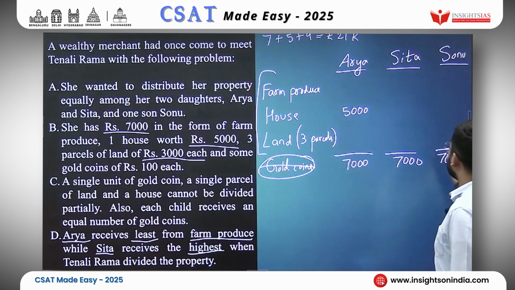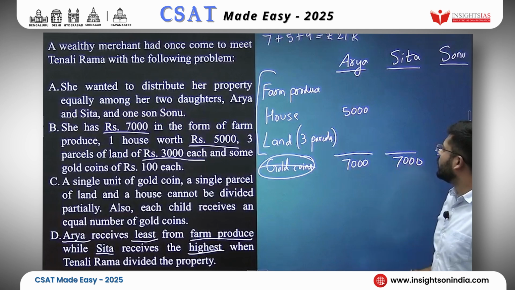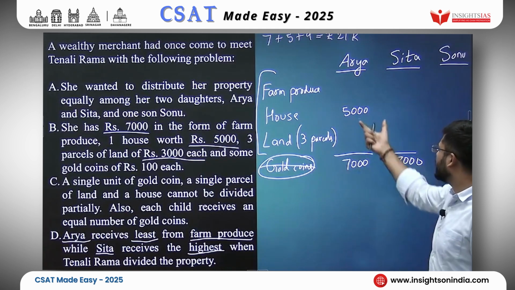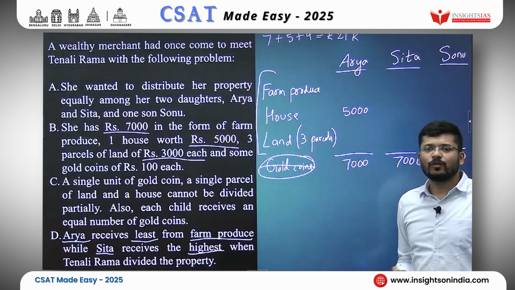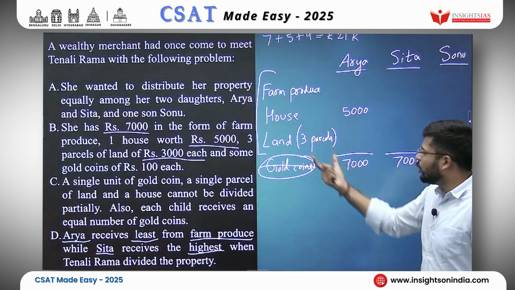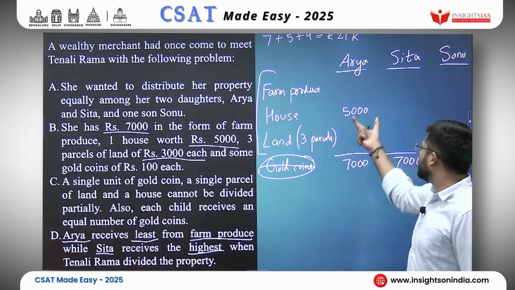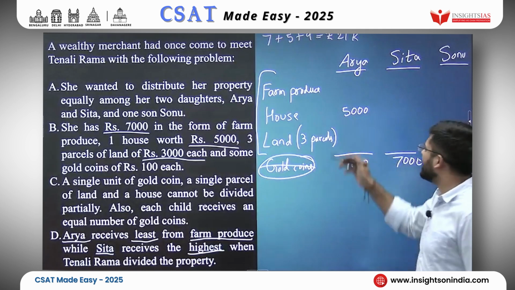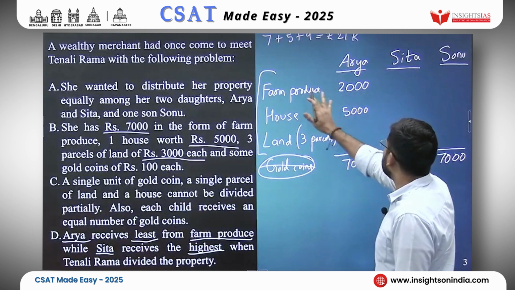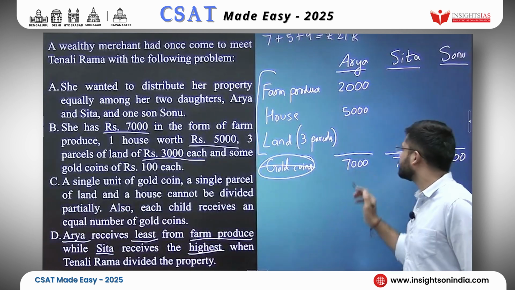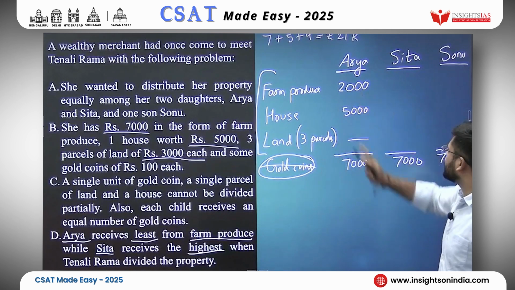Okay. Now Arya received a house worth 5,000. Then how much more property does she need? She needs only 2,000 to make up 7,000. Can she take a parcel of land? No, right? Because just one parcel of land is worth 3,000. If she took just one, it would be 5 plus 3, 8. So it would not add up. So if she took the house, then she should take 2,000 in farm produce. Okay. Done.